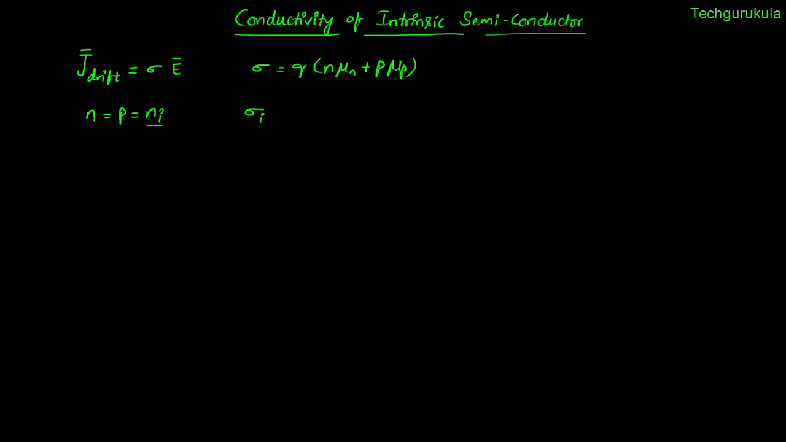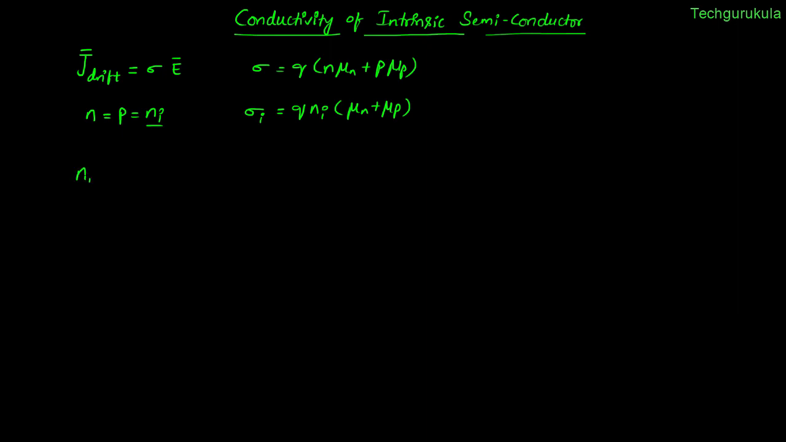We'll say this is sigma i, which is given by q times, where n is ni and p is also ni. So we'll take this common out. So we have ni times (mu n plus mu p). We know that semiconductors are very sensitive to temperature. So let us see how the sigma, the conductivity of intrinsic semiconductor, is sensitive to temperature.